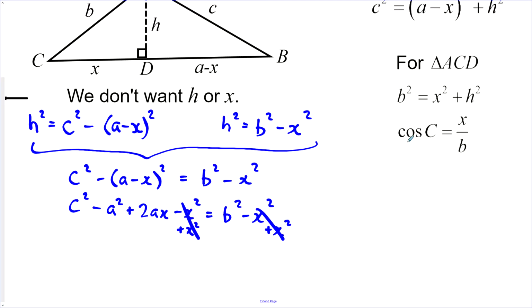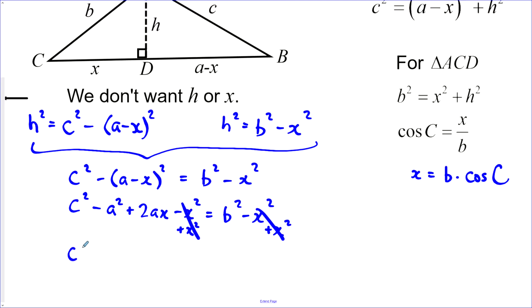So we can use this relationship. It comes from the triangle here. We see that from angle C, we have the adjacent over the hypotenuse. So that would be cos C equals x over b. So we can solve this here for x. So x would be equal to b times cos C. So we can replace that.